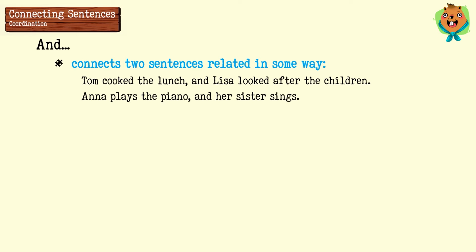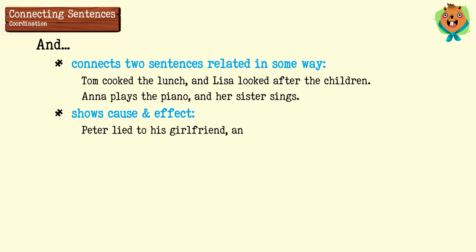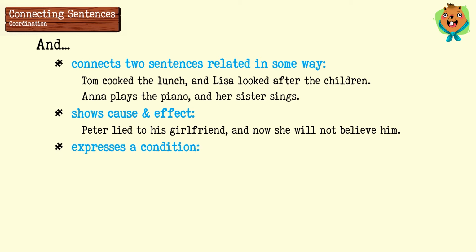In its second use, it connects a cause to its effect, showing one thing causing another thing. For example, Peter lied to his girlfriend and now she will not believe him. In the third use, and expresses the idea of condition. When we use and to express condition, the first sentence is usually an imperative, and the second after and is a simple future or another imperative.